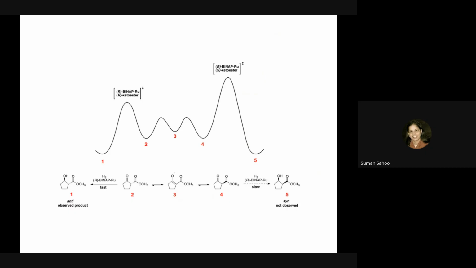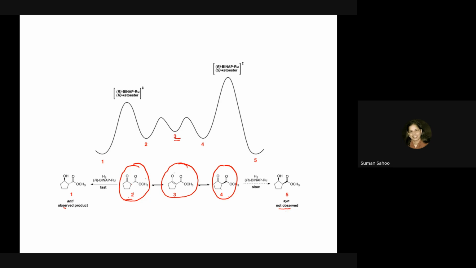For example, if we have a compound like this which can exist, these compounds 2 and 4 can interconvert through 3. These two compounds are actually alpha beta ketoesters. So this beta ketoester, when it undergoes hydrogenation using a catalyst, can give you either the anti product or the syn product.